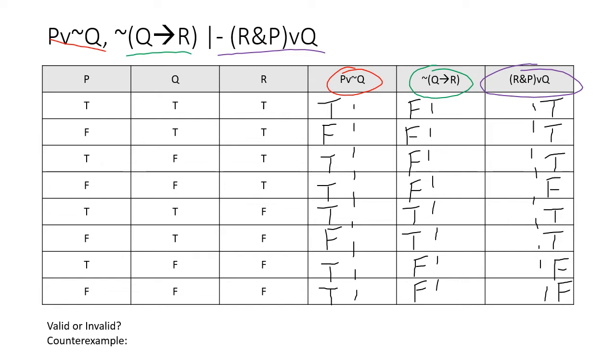And checking for validity. Where do we have all true premises? Just there. And in that situation, our conclusion is also true. So this one's going to be valid. And since it's valid, it doesn't have a counterexample.